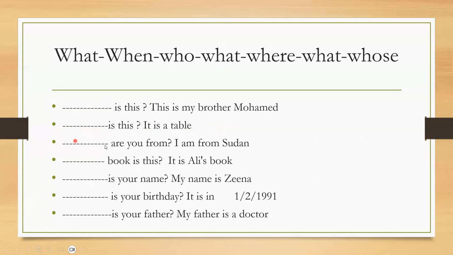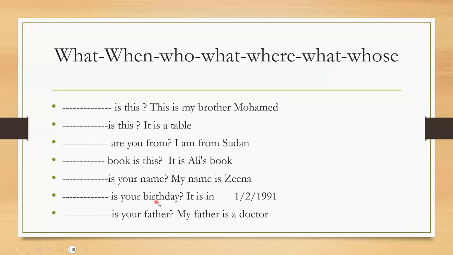Okay. Number three. Dash are you from? I'm from Sudan. Sudan is a place, and we use where to ask about the place. Where are you from? I'm from Sudan. Okay. Dash book is this? It is Ali's book. To ask about the possessive, which one? Yes, good job. Whose book is this? It is Ali's book. Dash is your name? My name is Zina. What is your name? My name is Zina.